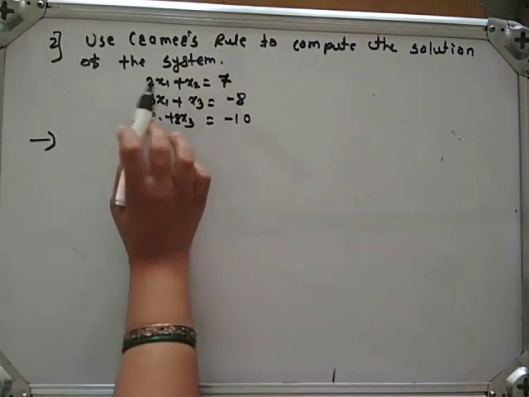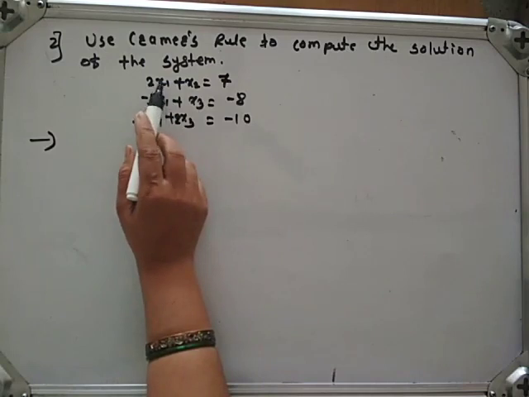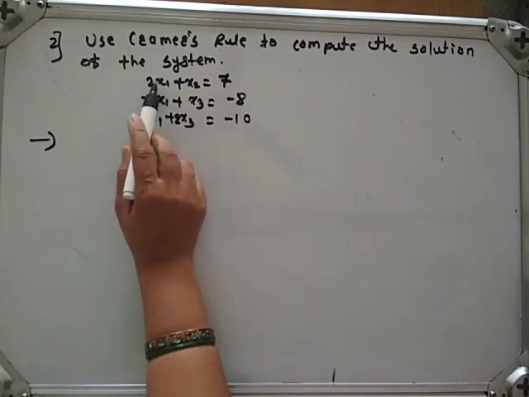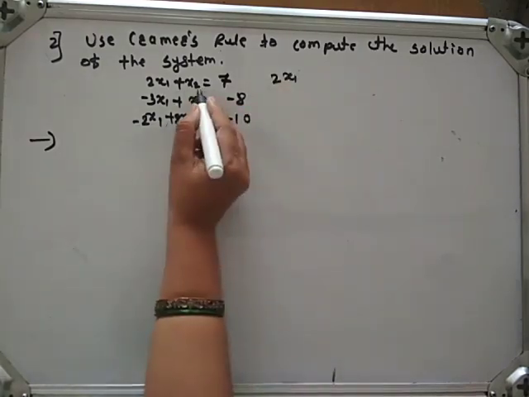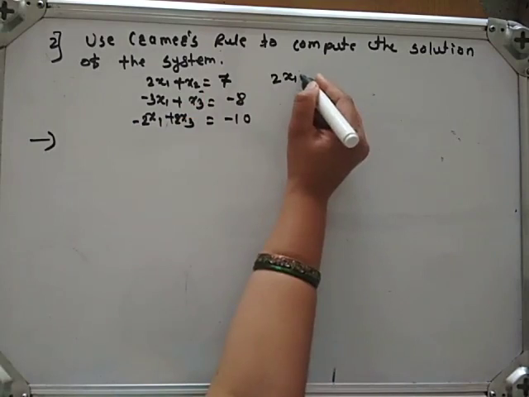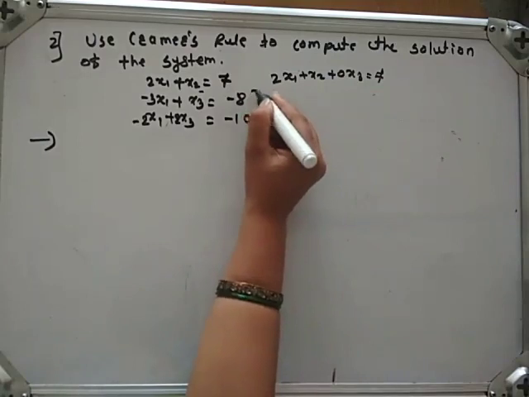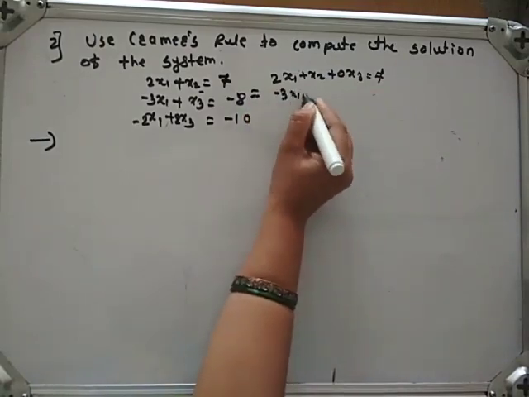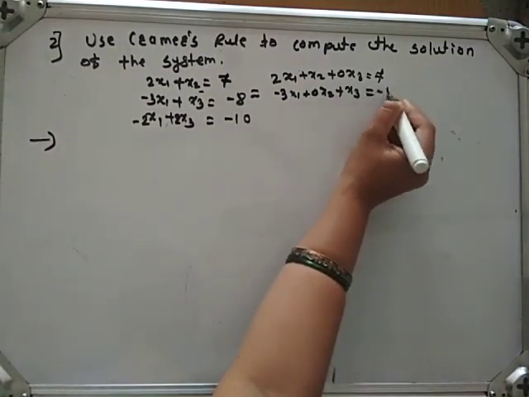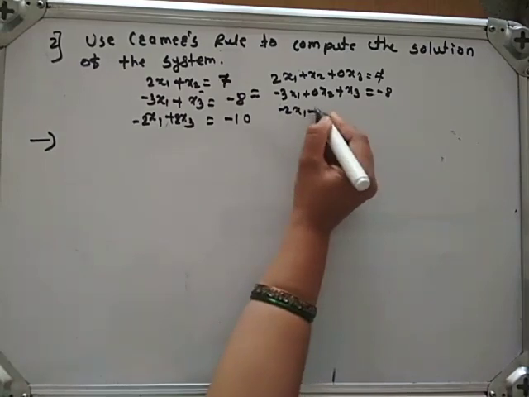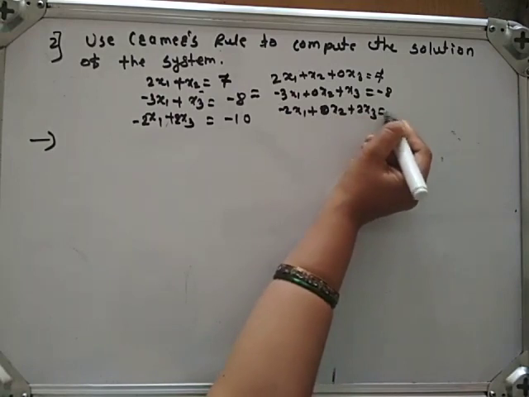Okay, we have to solve this system by using Cramer's rule. This is a system in 3 variables. So here x3 is absent in the first equation. So 2x1 plus x2 plus 0 x3 is equal to 7. This is equivalent to minus 3x1 plus 0 x2 plus x3 is equal to minus 8, and minus 2x1 plus 0 x2 plus 2x3 is equal to minus 10.